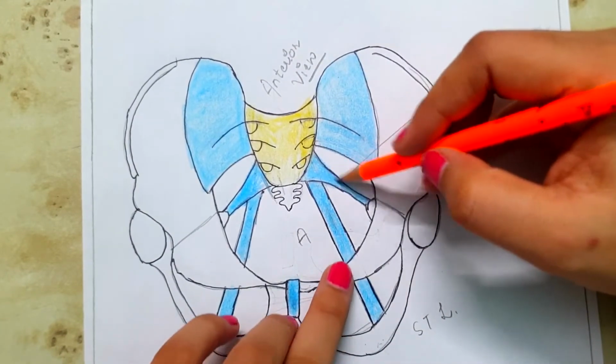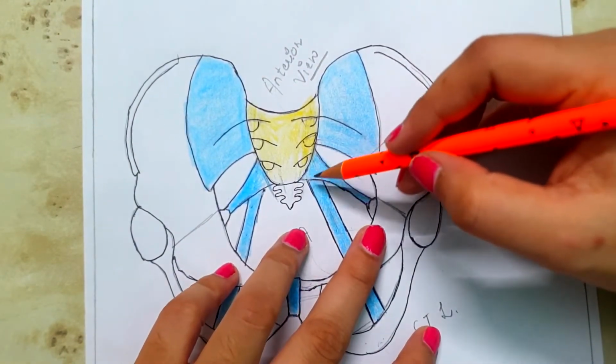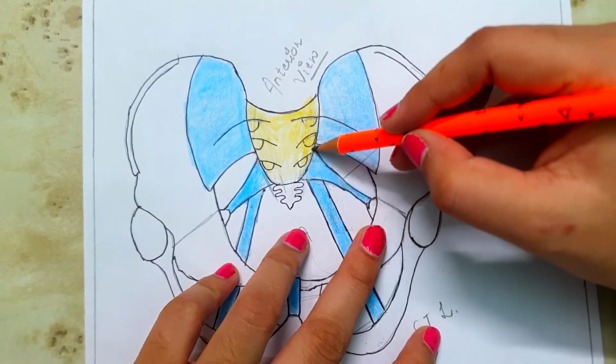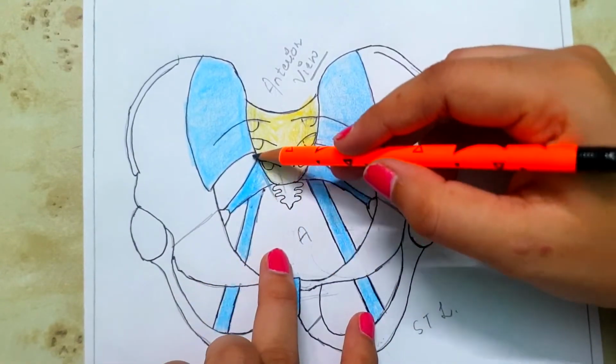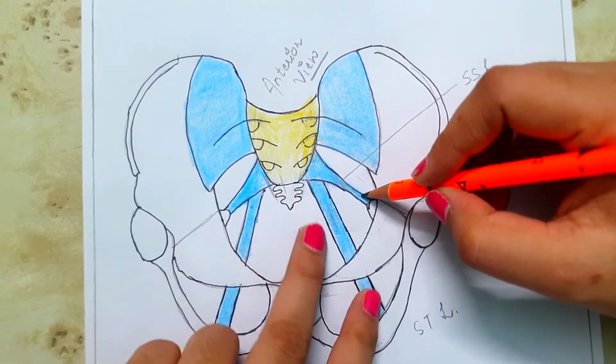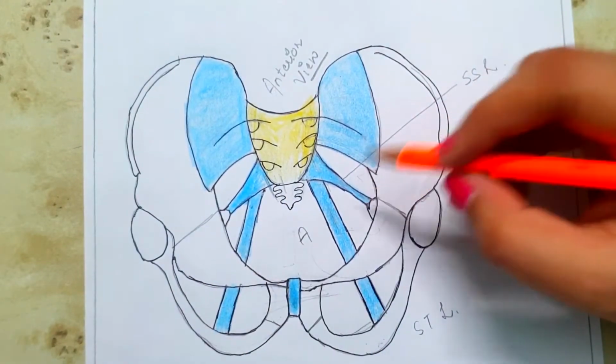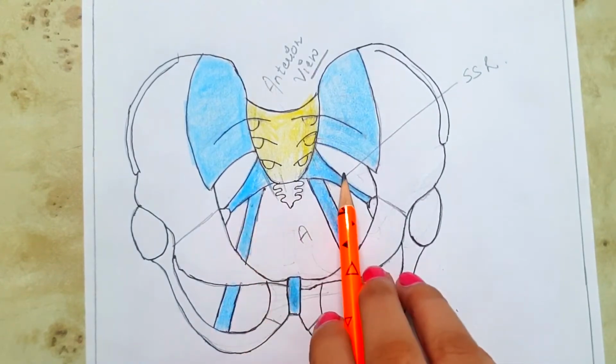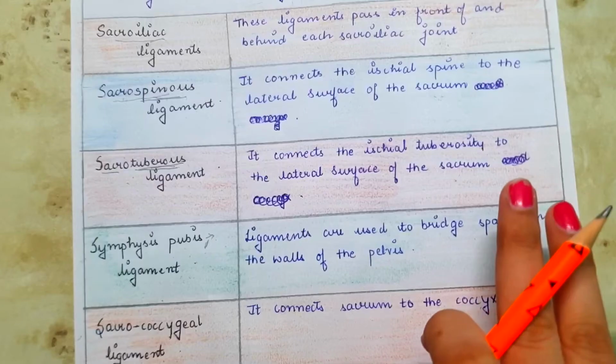So the ligament which connects the ischial spines with the lateral surface of the sacrum, or the sides of the sacrum, is known as the sacrospinous ligament. The sacrospinous ligament is present on both sides of the pelvis.